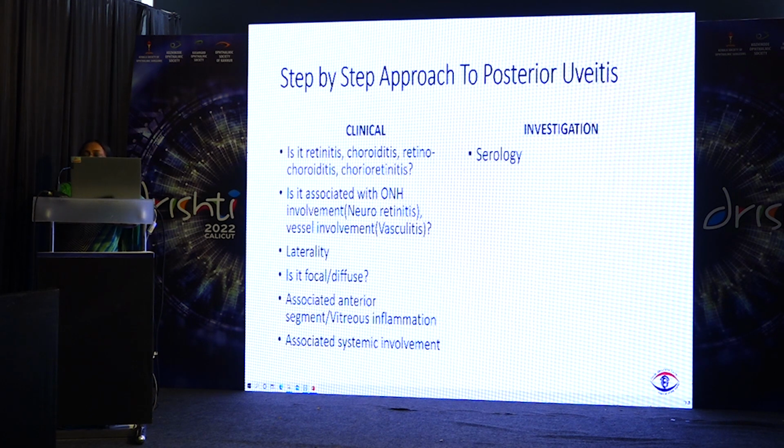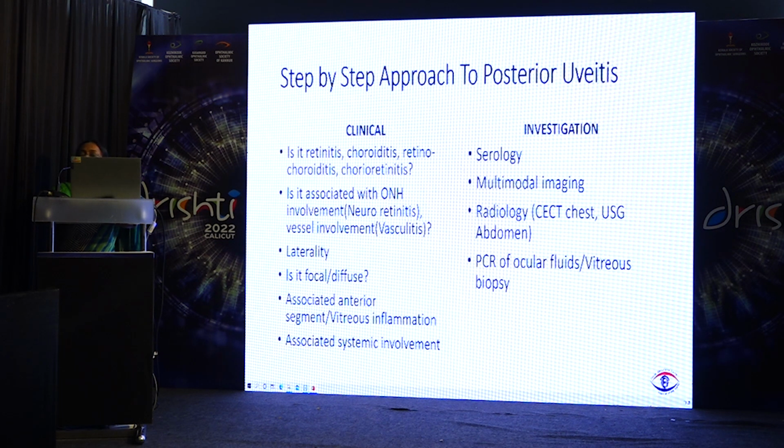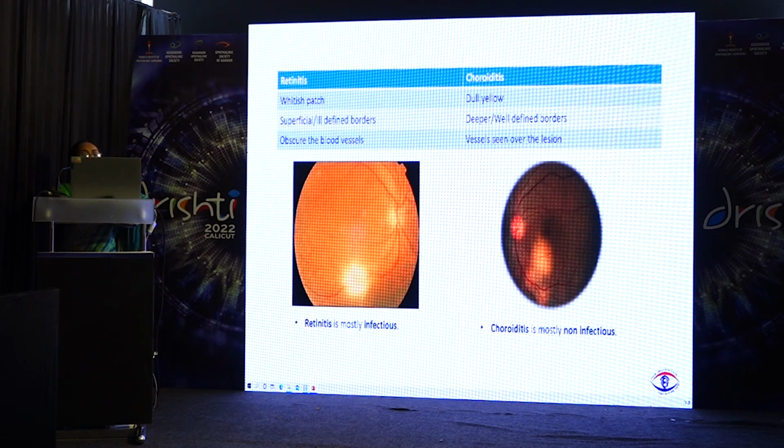Investigation-wise, serology is important only in ocular syphilis, but in ocular toxoplasmosis, negative IgG rules out toxo. Then customized multimodal imaging, and radiological investigations wherever necessary, such as contrast-enhanced CT chest or USG abdomen, to rule out mediastinal and mesenteric lymph node enlargement. Then PCR of ocular fluids and vitreous biopsy wherever necessary, like in atypical cases and whenever you have a diagnostic dilemma.